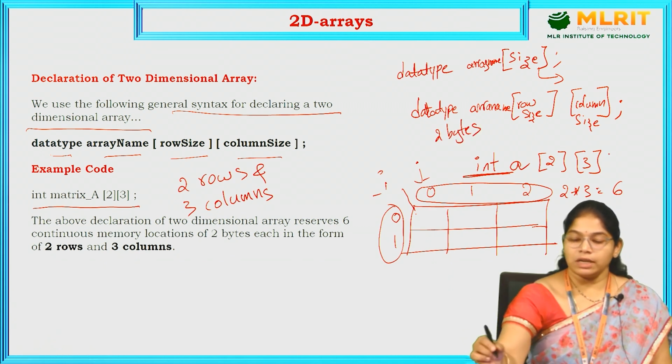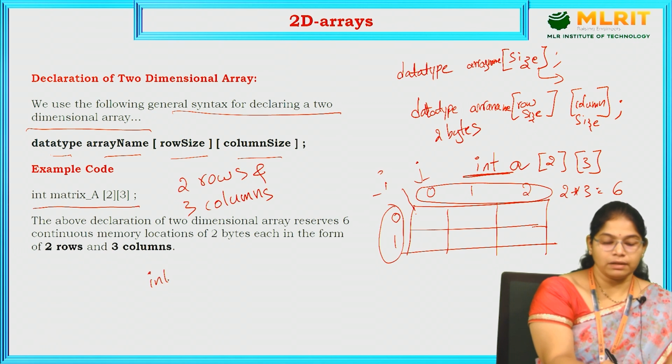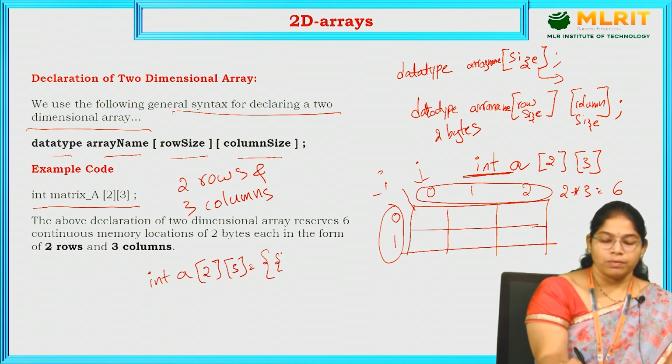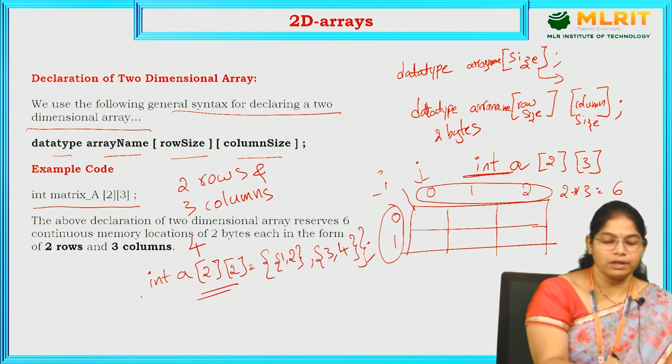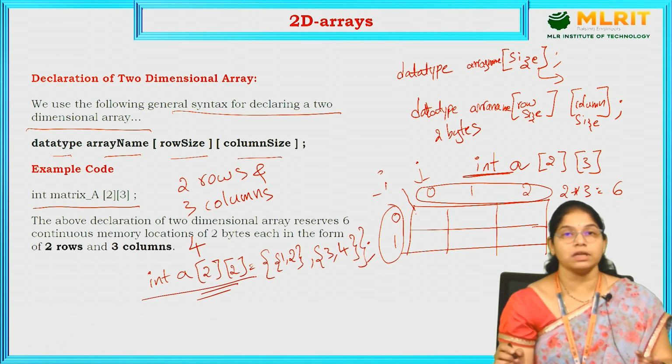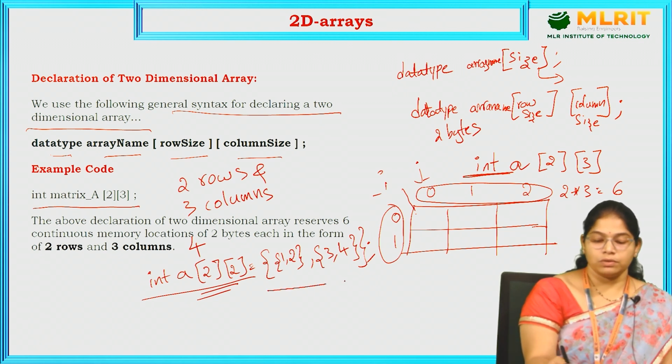Here I am initializing int a with 2 rows and 3 columns. Let's go with 2 rows and 2 columns, initializing 1, 2, 3, 4. That means in total there are 4 elements. So if I declare this 2D array, it has 2 rows and 2 columns.